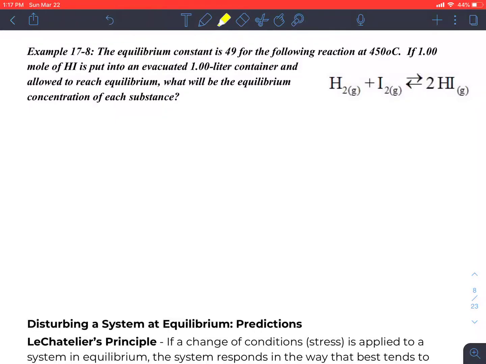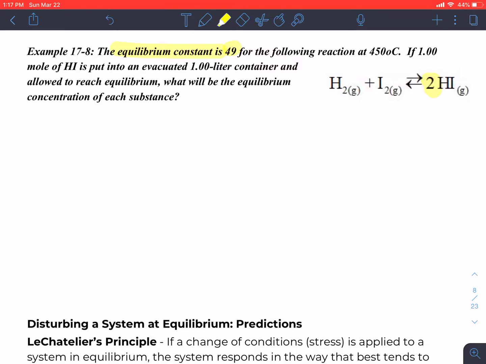Okay, so this video is over 17.8. We're going to do another one very similar to the last one that we did, except this one has a stoichiometric coefficient. And so it's basically done the same, it's just with a little bit of an additional step when we were calculating how it changed. Okay, so the equilibrium constant is 49. I've already given that to us.